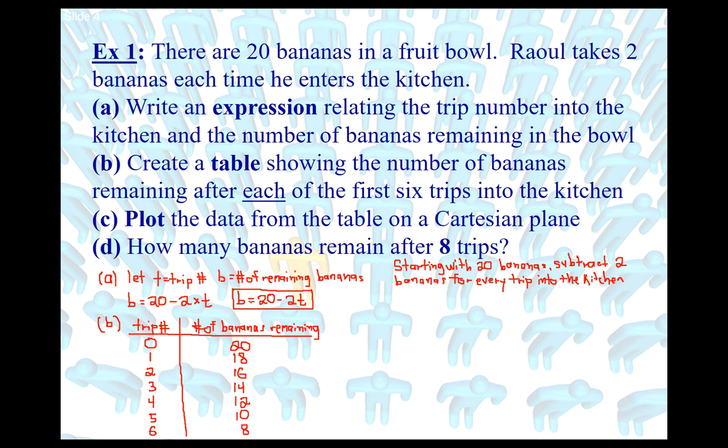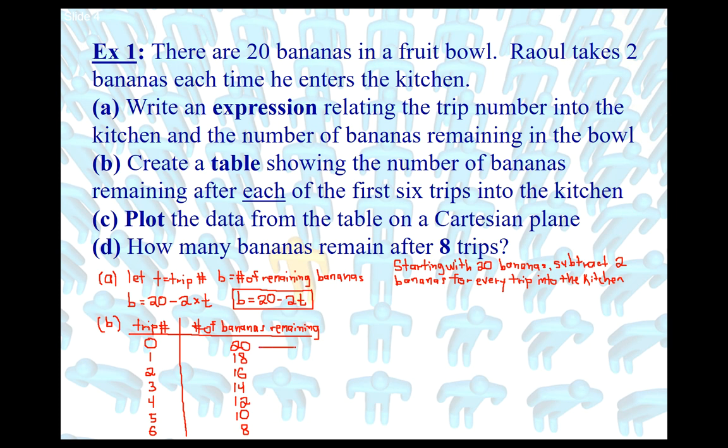And again, if I want to, I could use the linear relation and use a substitution method to confirm those are correct, but there's no need to do that because we can see the pattern pretty clearly from the table of values. Okay, so that's B. Now C says, I want to plot the data from the table on a Cartesian plane. To do this, we need to form ordered pairs.